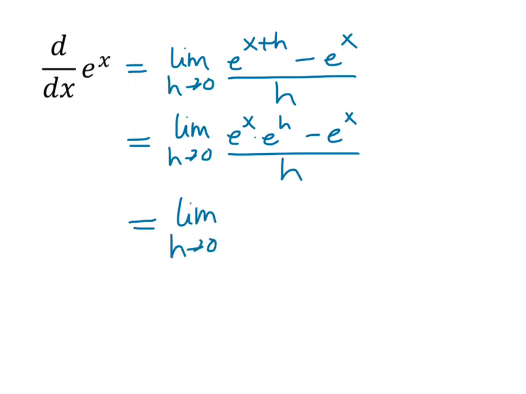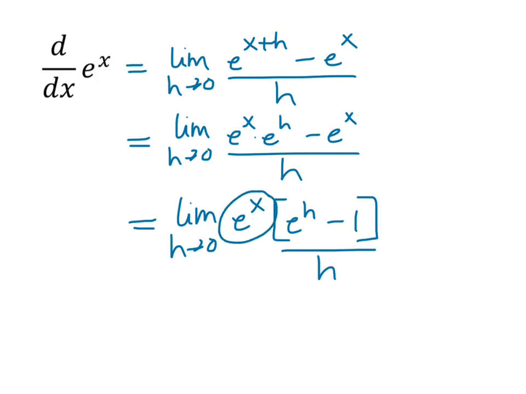Looking at the numerator, each term has an e to the x in them. Let's factor out the e to the x. We will be left with e to the h minus 1. We'll need to write that all over h, but I'm going to divide the h over here on the right-hand side next to the terms with h in them.